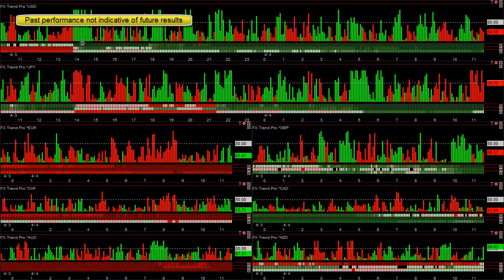Underneath that, we have the daily trend, weekly trend, and monthly trend. I primarily focus on real-time trend, and if it matches the daily and weekly trend, I'm more apt to take those trades. And you basically want to buy the strongest currencies versus the weakest.